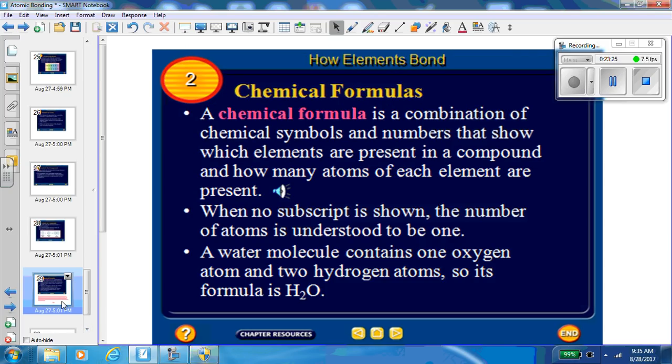A chemical formula is a combination of chemical symbols and numbers that show which elements are present in a compound and how many atoms of each element are present. When no subscript is shown, the number of atoms is understood to be 1. A water molecule contains 1 oxygen atom and 2 hydrogen atoms, so its formula is H2O. So for hydrogen, you have a 2 beside the H, which tells you how many hydrogen atoms, and then oxygen is only 1. And you never write the 1 in a chemical formula, it's just always understood to be 1.